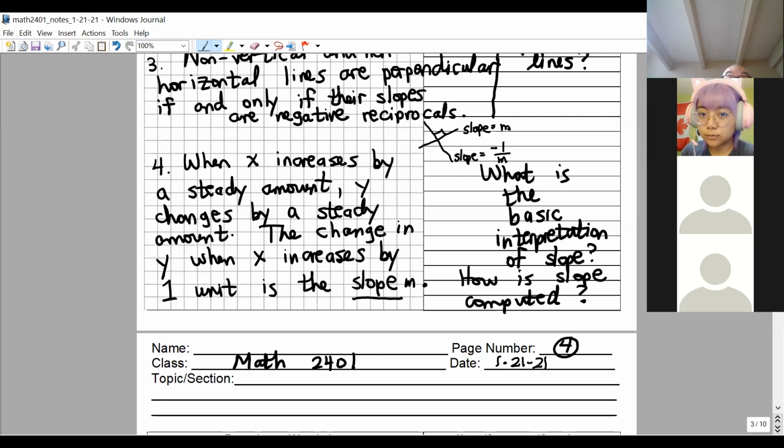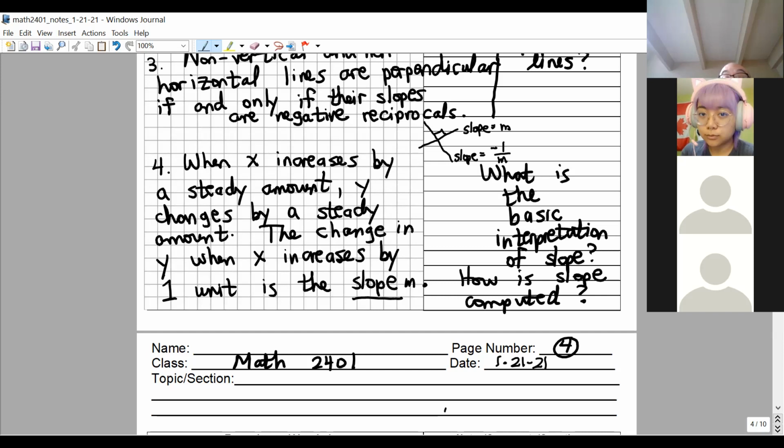But this fact about straight lines gives us some information about the change in linear relations. So in a linear relation, when x increases by a steady amount, notice it's increases, by the way, the y value is also going to change by a steady amount. By the way, notice that I put here x is increasing, but I didn't say y was increasing. Y could be decreasing by a steady amount, okay? It just says changes.